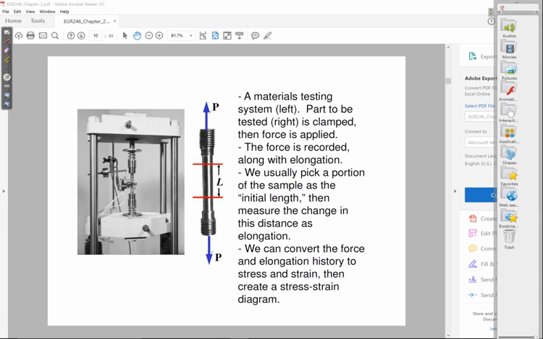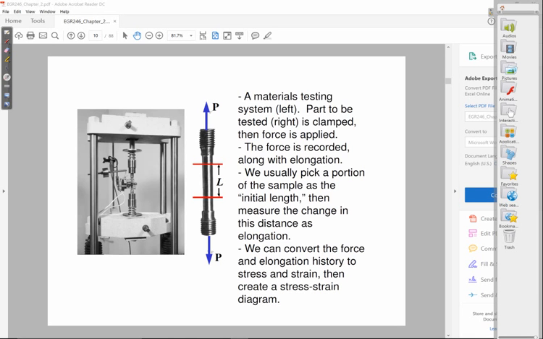That's the length that you're going to be looking at. You're going to assume that your part is just this little piece here, with a length of L. And then when you look at deformation, you just look at the deformation from that original L. You ignore everything above that top red line and everything below that bottom red line. It just makes things more accurate.